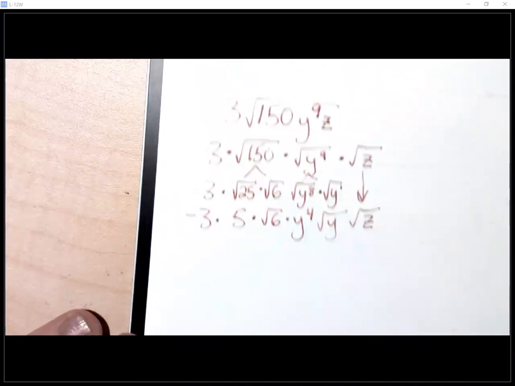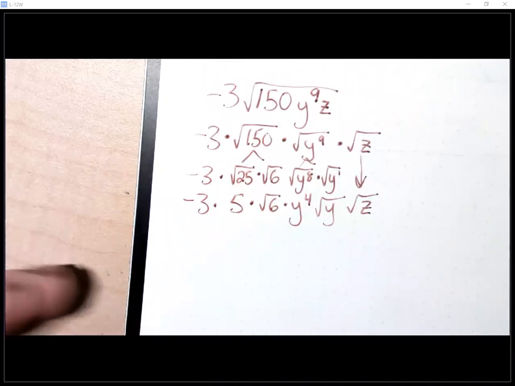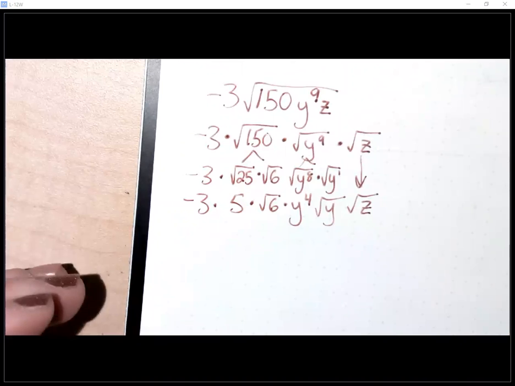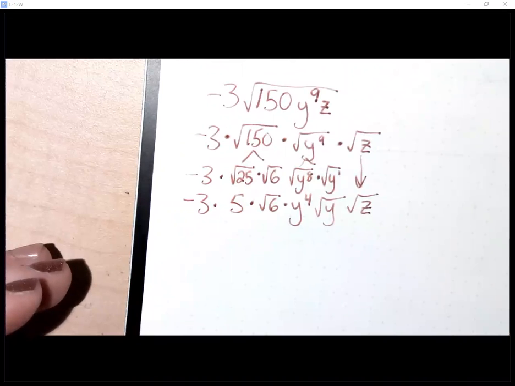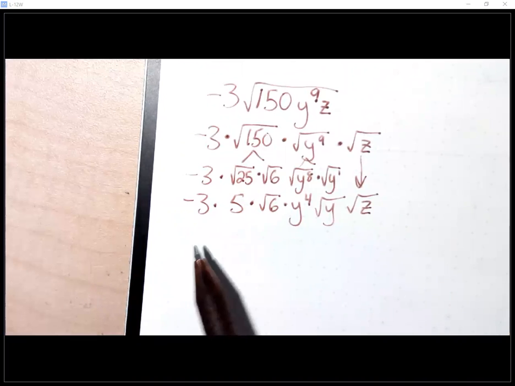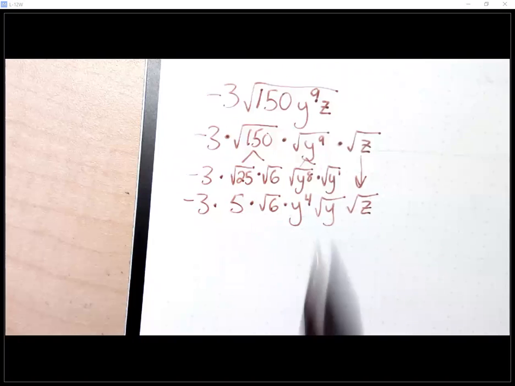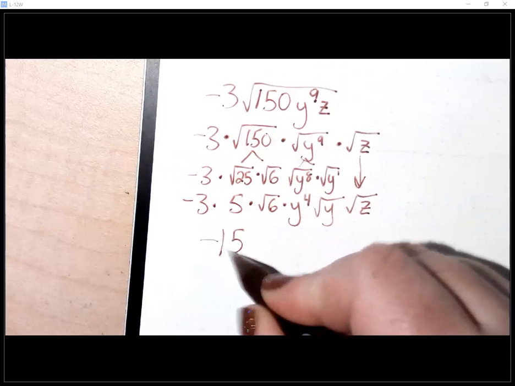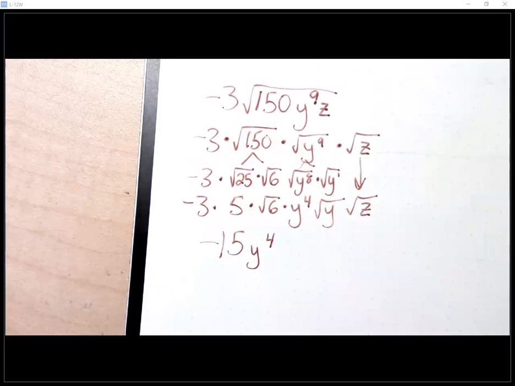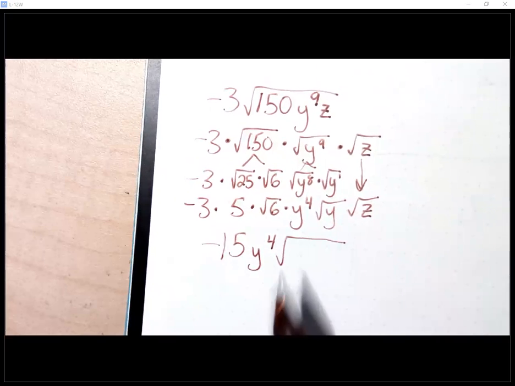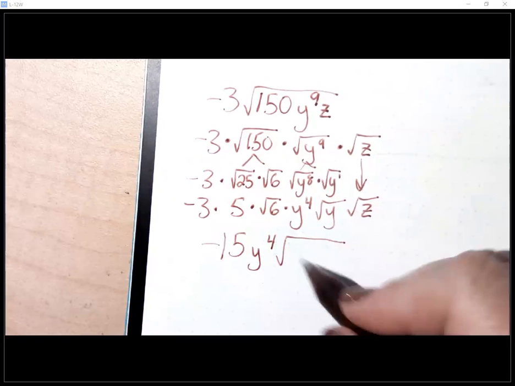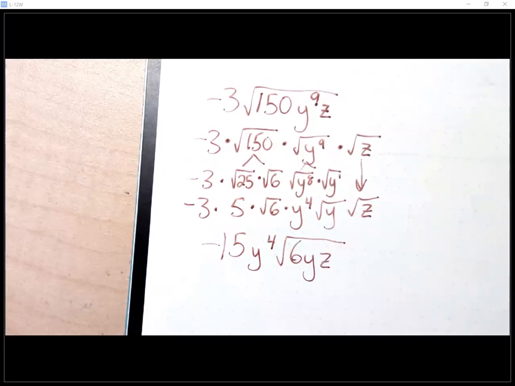So now I'm here. Is everybody okay with how I got here and all these pieces? Because now my final answer is not so bad. I'm just going to multiply everything not in the root together. So I get -15 y to the 4th. That's my front number. And then everything that is in a root gets multiplied together and goes at the end: root 6yz. And I'm done.